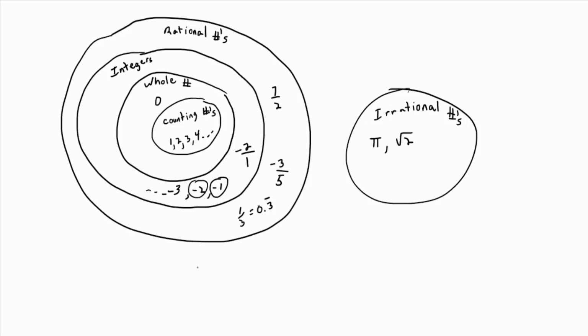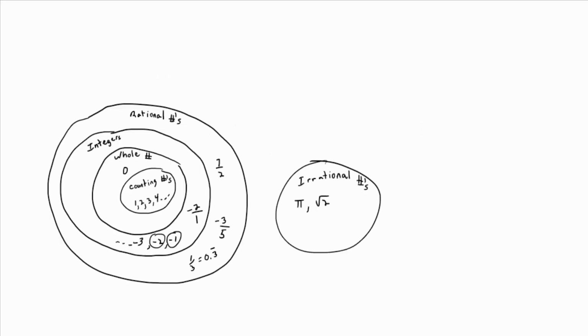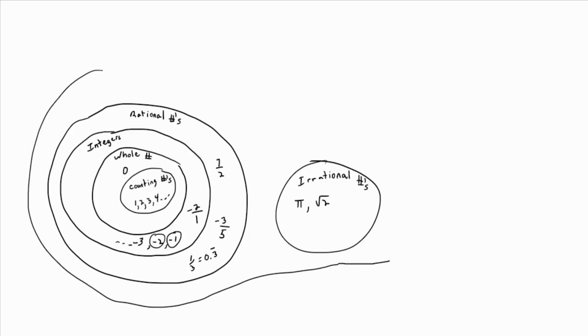So what are the real numbers? Just combine them together, and you've got the real numbers. So the real numbers are just the union of the rationals and the irrationals.